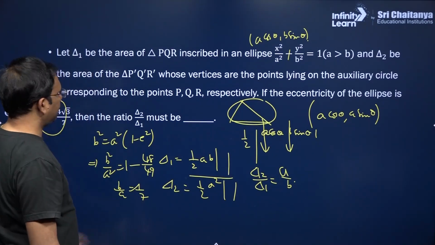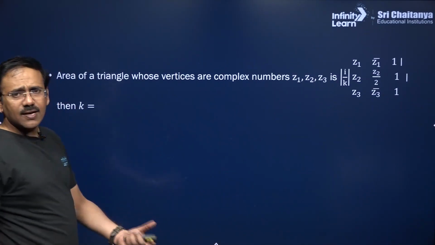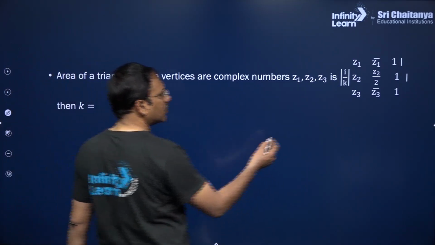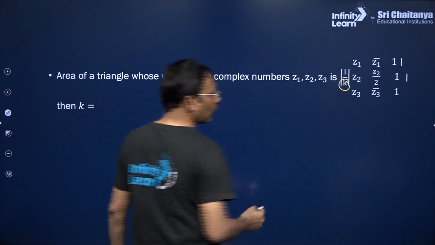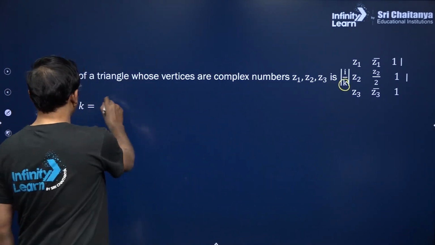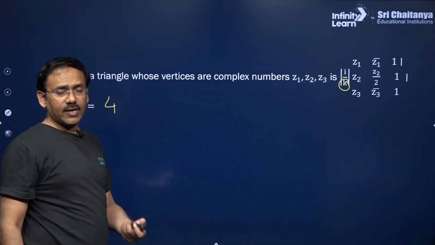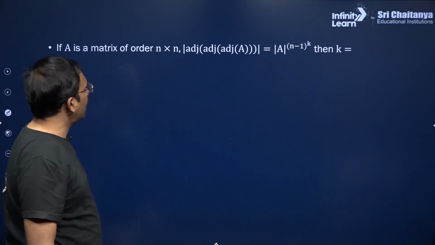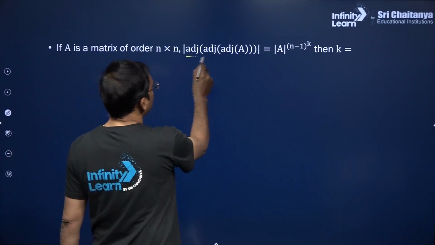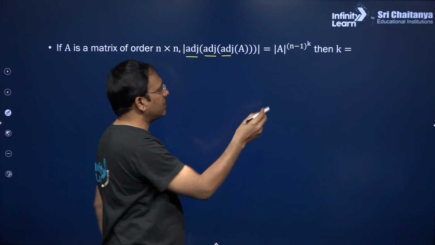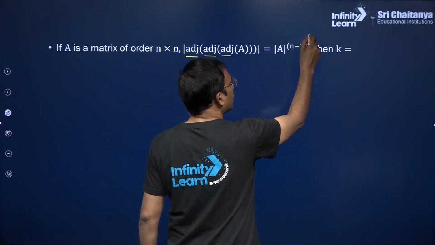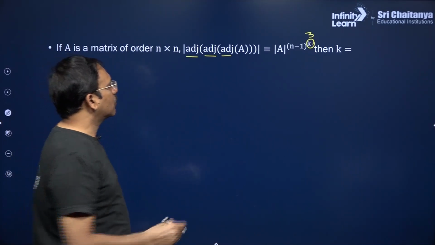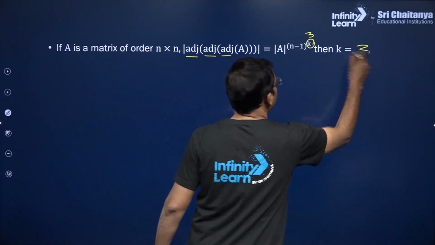Next, my dear friends, this is the standard result, the area of the triangle whose vertices are Z1, Z2, Z3, this K becomes 4, because you know how to find the area of a triangle. Next, in a matrix of order n by n, det of adjoint 3 times means det A power n minus 1 power 3, the number of times adjoint repeats comes in the power. So K value is going to be 3, my dear friends.